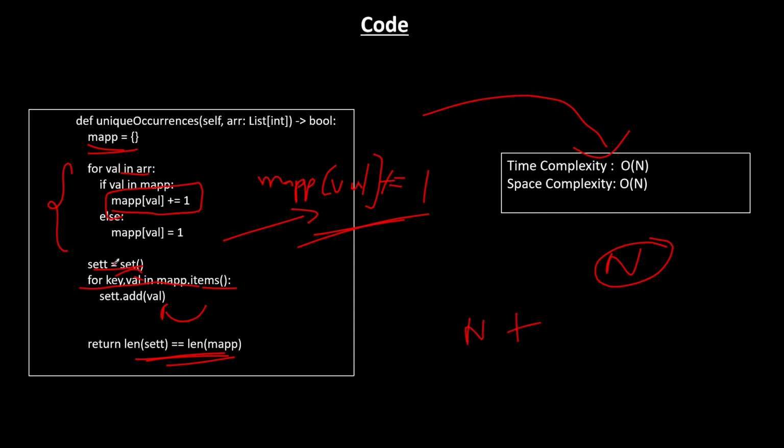Then we iterate over the map again, which is O of n, right? And we add it to the set. So it basically equals O of n only. It's 2n, so it is converted to n.